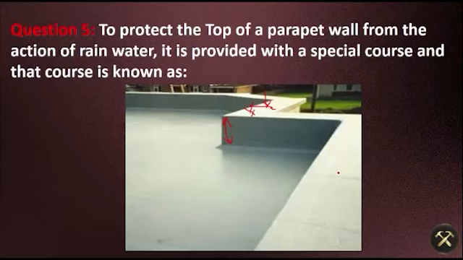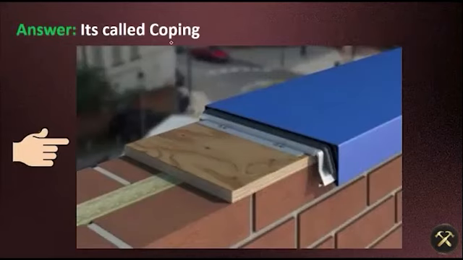What is the name of that course? That course is called coping. When we build the wall of any structure, like concrete or brickwork, we then use this metallic cope to cover the area, so the rain will not fall directly on the top of the structure. After coping, if the rain falls there, it will go off to both sides, so it will not cause any dampness in the structure.